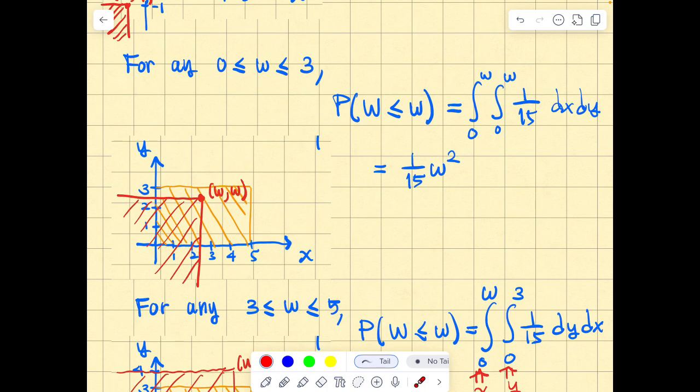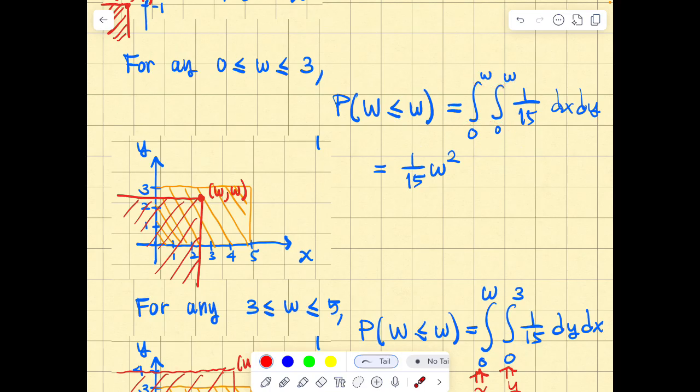So remember we are looking at the event that is represented by this red area, where the corner here is W and W. Okay, so that means the overlapping area is this rectangle or this square. If you want to find the probability in this case, again, it's going to be the integral of the joint PDF, which is a constant. We integrate from 0 to W on the x-axis, and the y-axis from 0 to W as well. Okay, so we got this.